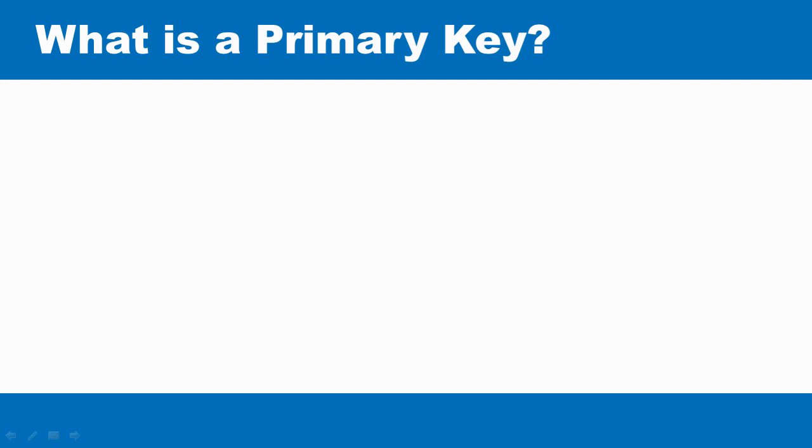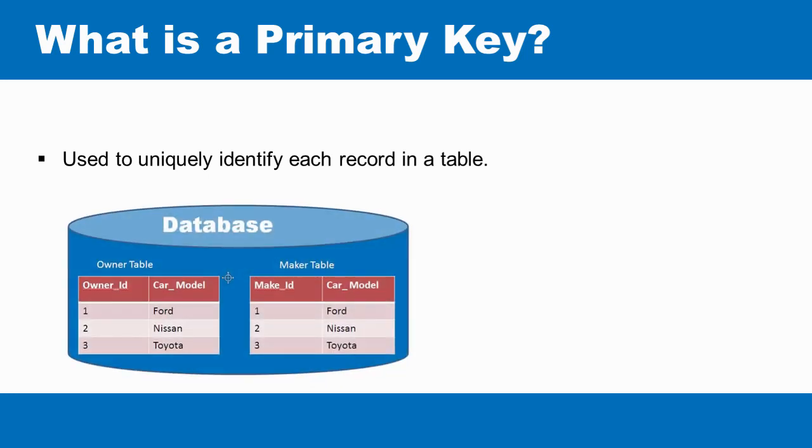What is a primary key? A primary key basically is used to uniquely identify each record in a table. So every table should have a primary key that is used to uniquely distinguish each record in a table. A typical example of a primary key could be an ID column. If we see here, I've got this owner_ID. See, these IDs are all unique, so you would not get a duplicate 1, duplicate 2 or 3.